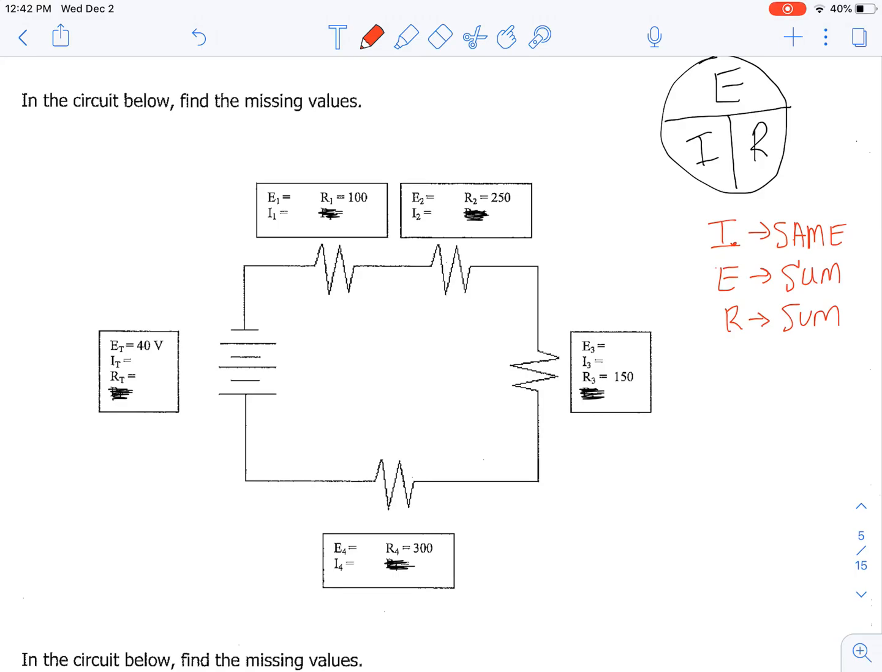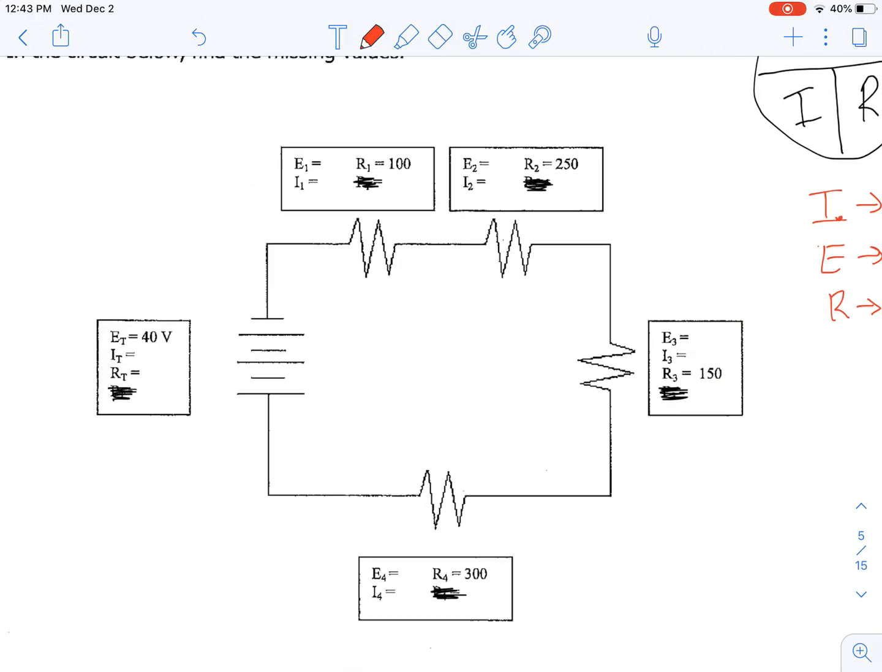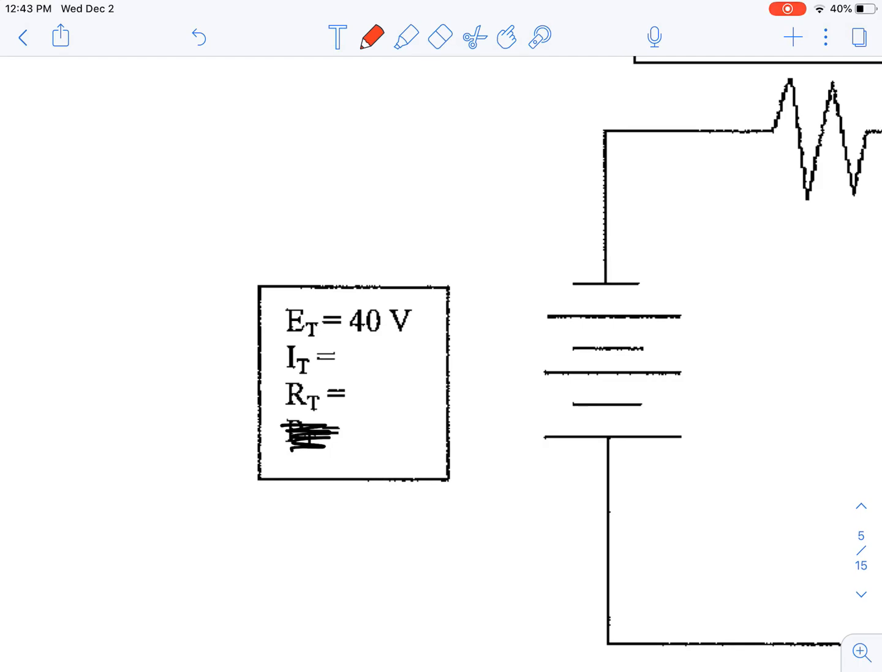So looking at this, and that's what you're going to have to do. You're just going to have to look at it and go, what can I do? What do I know? What can I do? I see that we know all of these resistance values, and we know that resistance will sum all of those together. So if I add 100, 250, 150, and 300, that will give me the resistance out here at the power source, which is 800 ohms.